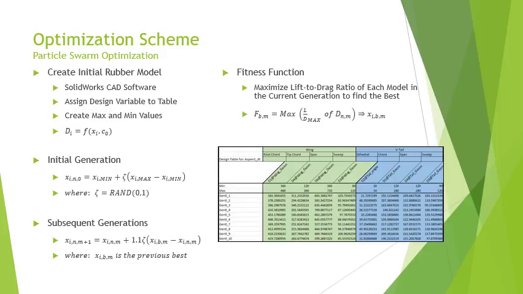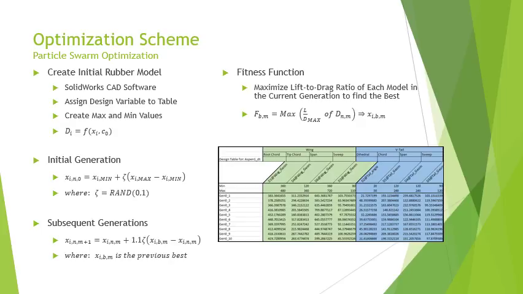To do this, I had to create an initial three-dimensional model of a baseline configuration. This was done through the use of the SOLIDWORKS CAD software available on the WashU computers. I then used the design table feature to turn the baseline configuration into a rubber model by allowing for several of the design parameters to be changed through this design table.